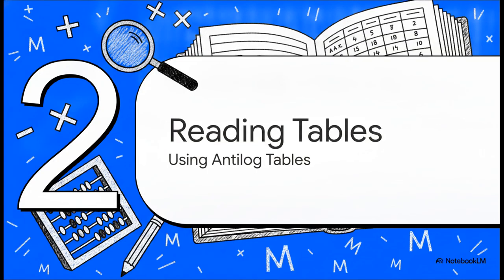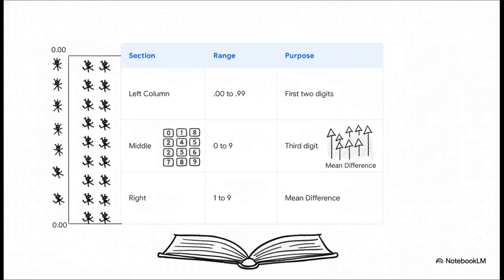Moving right along to Section 2, how to read an anti-log table. So how do we actually find that cure in practice? Well, when you're calculating manually, you aren't using a calculator, you use an anti-log table. But there is one golden rule you've got to remember. Anti-log tables only ever deal with the positive fractional part of your number. We call that the mantissa.